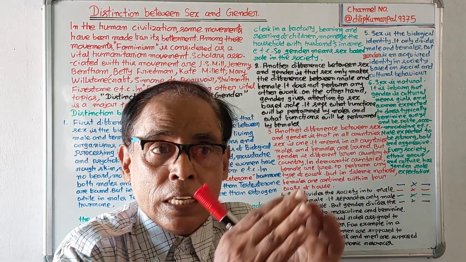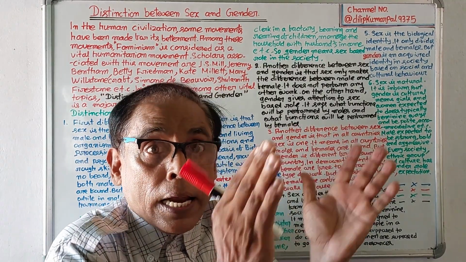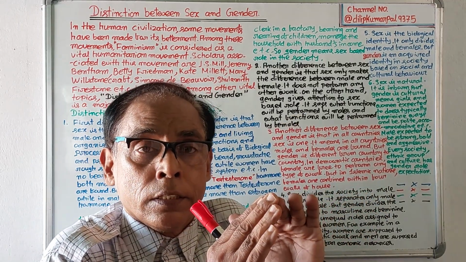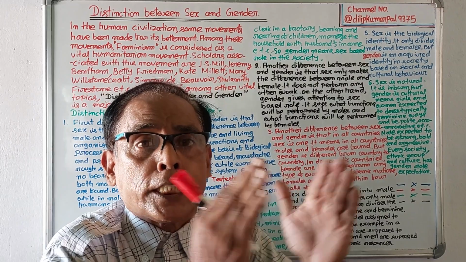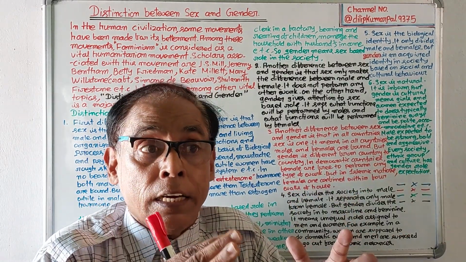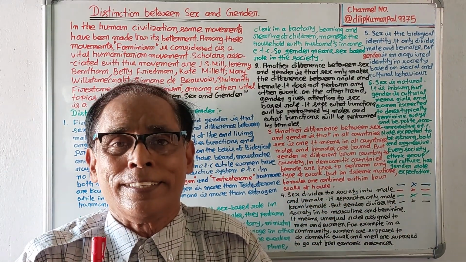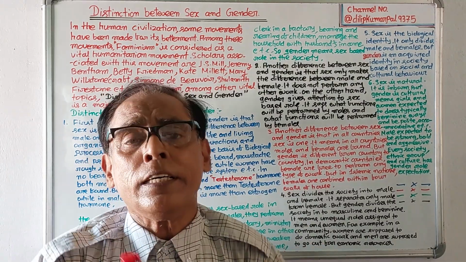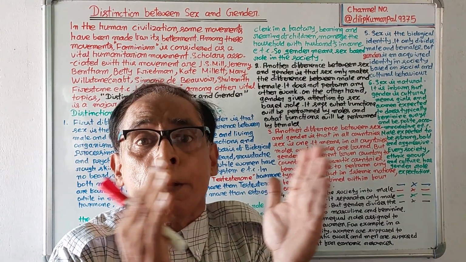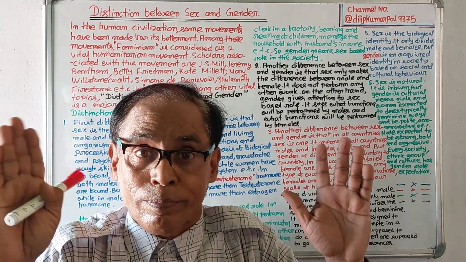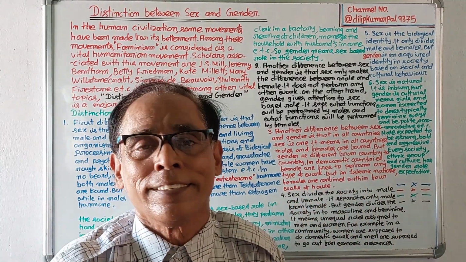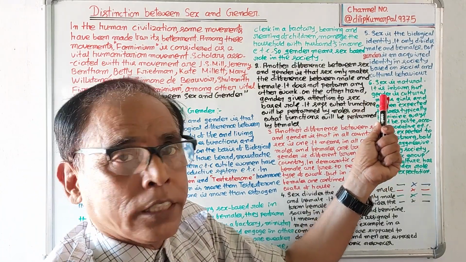Sex is the biological identity. It divides society into males and females. But gender is an acquired identity. It means after males and females are born in society, they are given roles. It is an acquired identity.